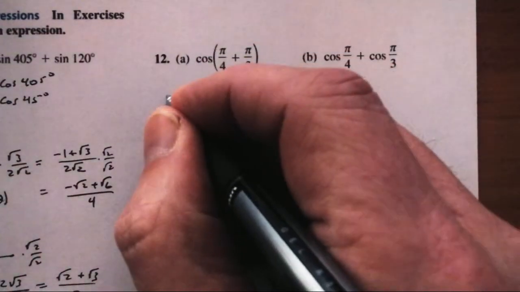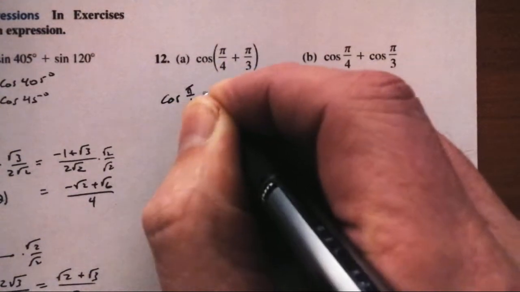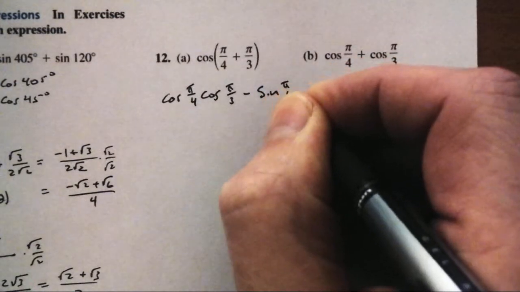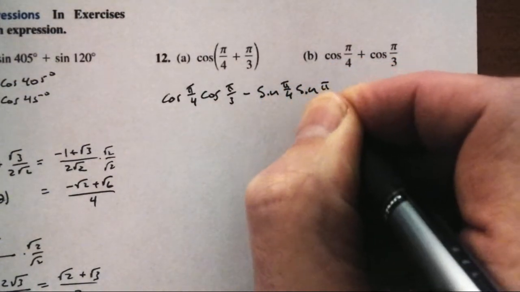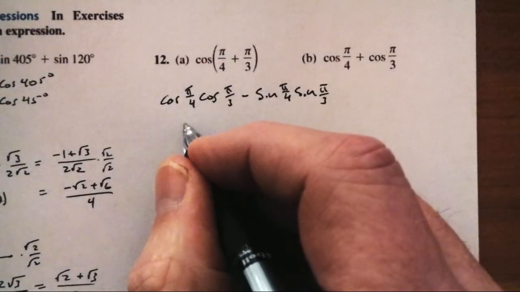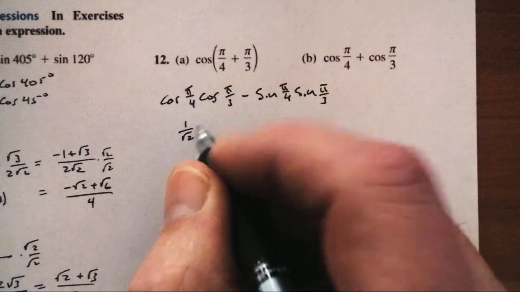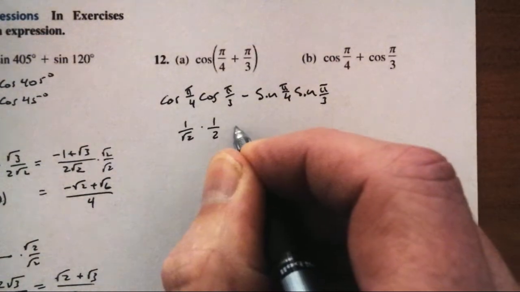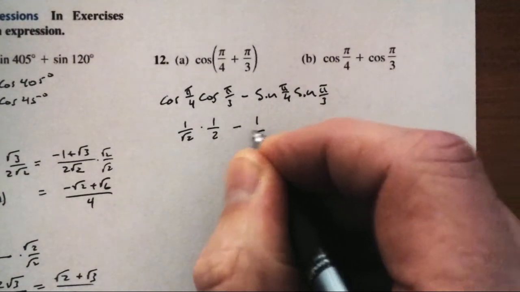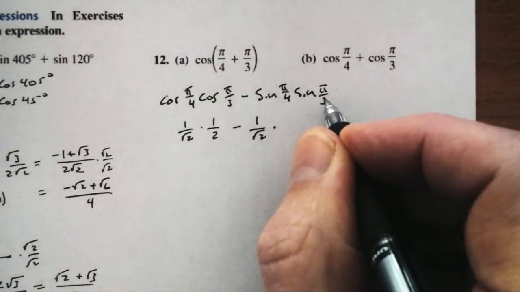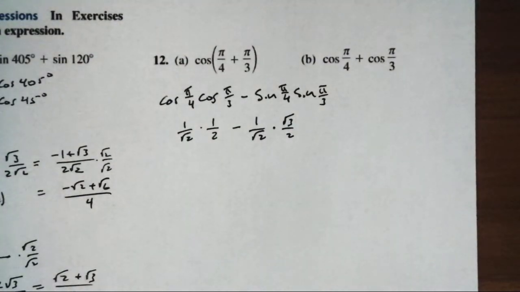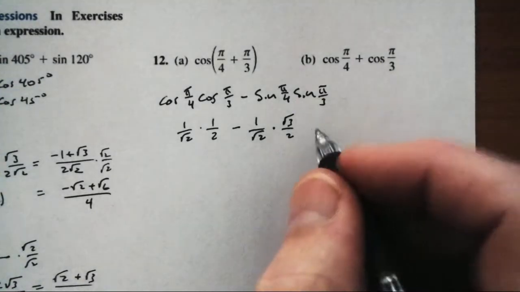So here we need cosine pi on 4, cosine pi on 3, minus sine pi on 4, sine pi on 3. And I'm going to work under the assumption that we can all draw the triangles right here. Cosine pi on 4 is 1 on square root of 2. Cosine pi on 3 is 1/2. Minus sine pi on 4 is 1 on square root of 2. Sine pi on 3, however, is square root of 3 on 2. You can go through the triangle building process for that if you need to.